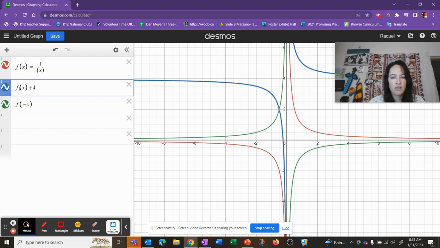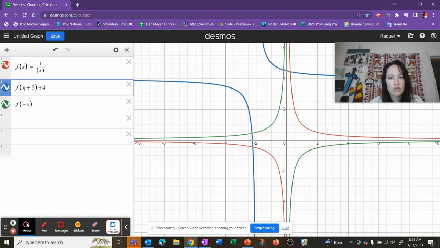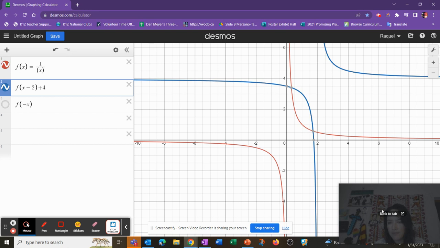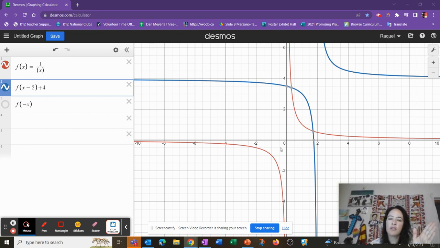So now it's moved. And we had a plus 2, something like that. Let me get rid of this. So it would be shifted up 4 units and over, oops, nope, minus 2, to the right 2 units. So it's shifted. Is there any reflection? No, okay. So this is shifted over 2 and up.